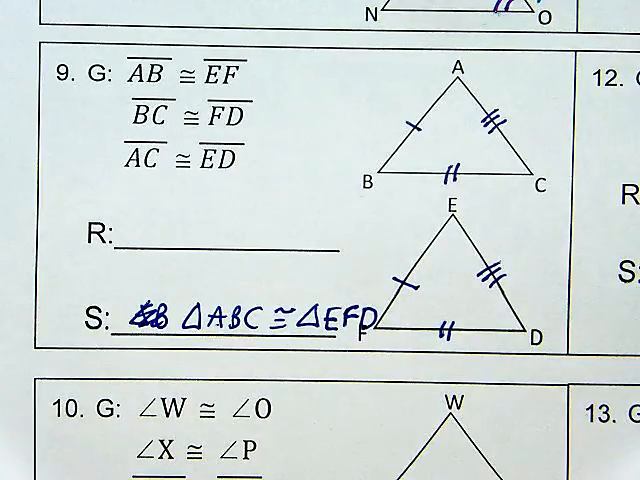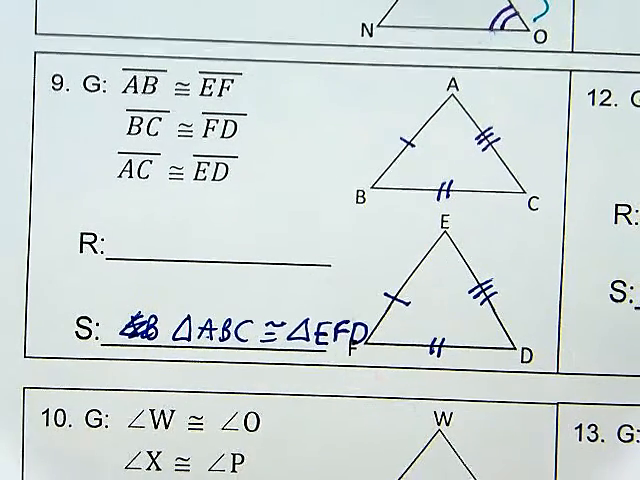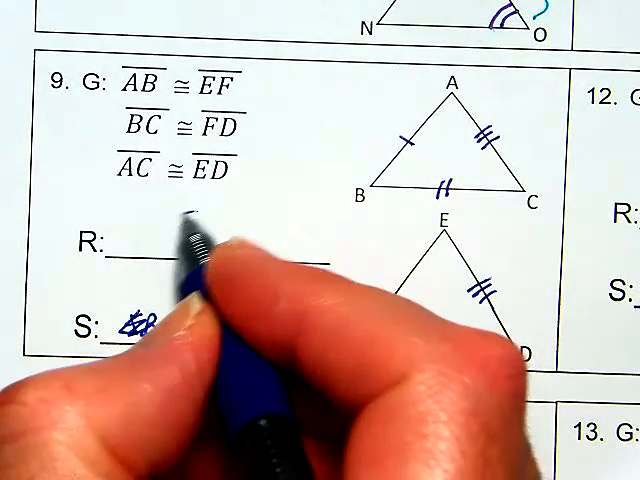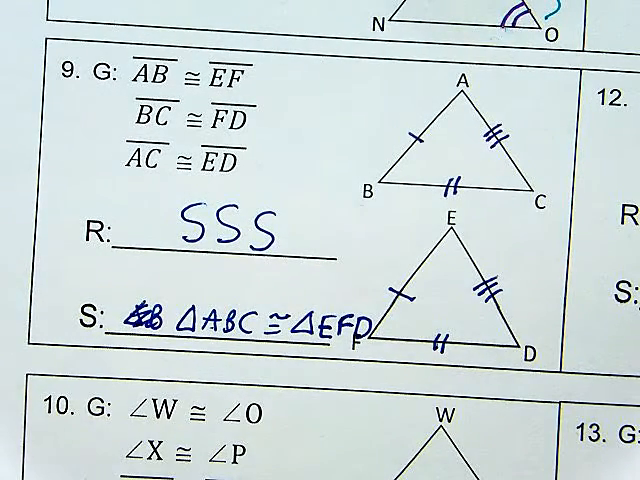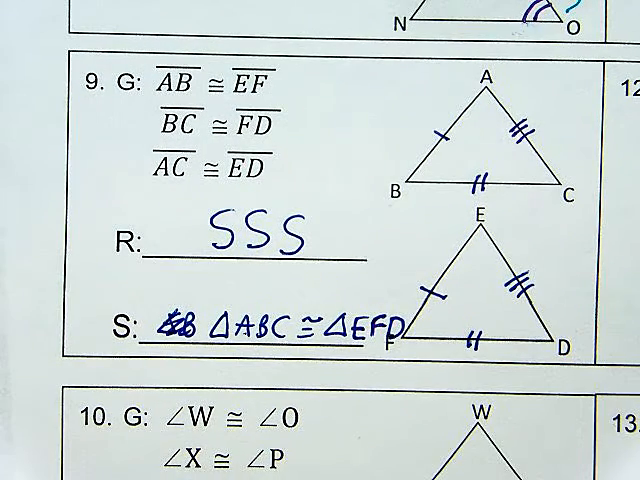So it can be a little tricky at first, but using various techniques, which are all valid, you can come up with the proper order for labeling your congruent triangles. Let's not forget the reason here, which is side, side, side. When three corresponding sides of a triangle are congruent, then the triangles themselves are congruent.